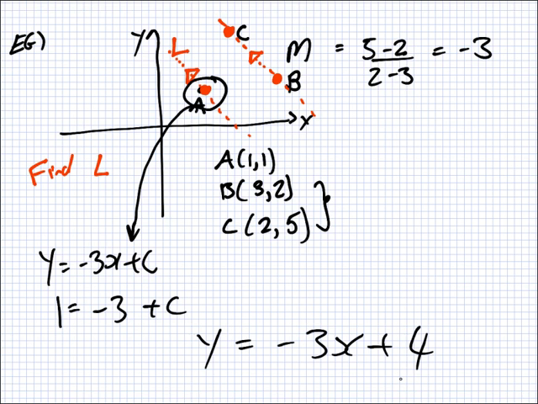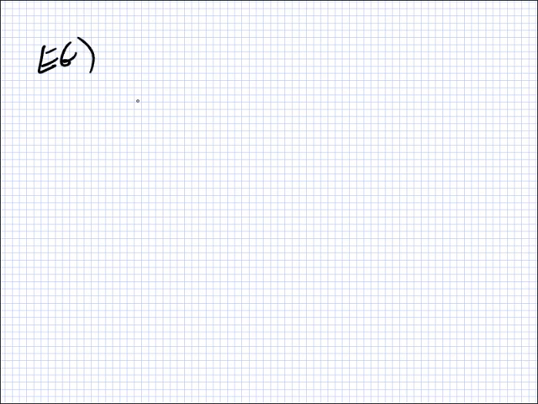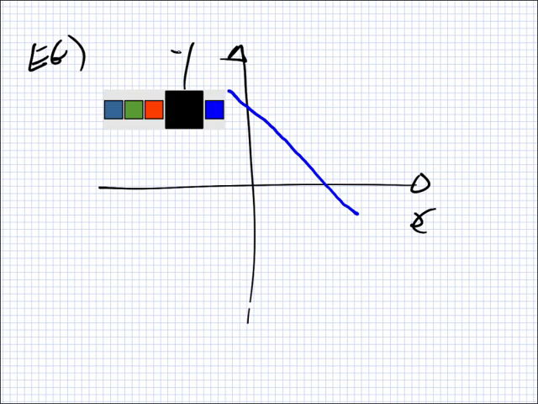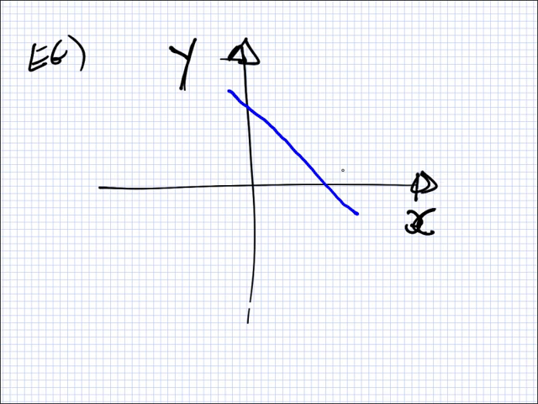I hope you got that. Let me give you another one. Let's draw another graph here, x, y. Let's make this interesting. This line here, y equals 4 minus 2x. And I want this line here.